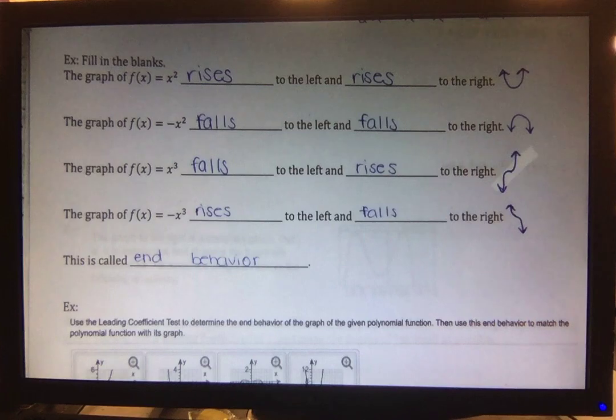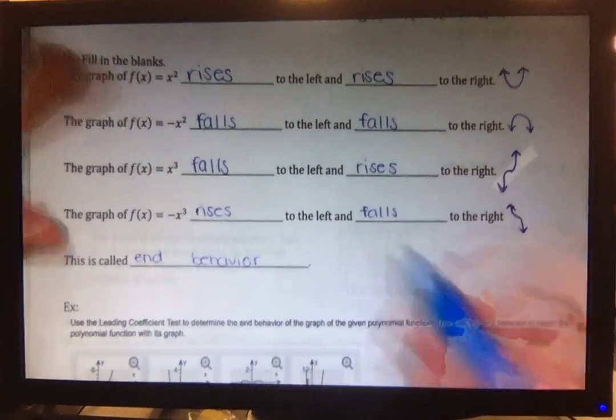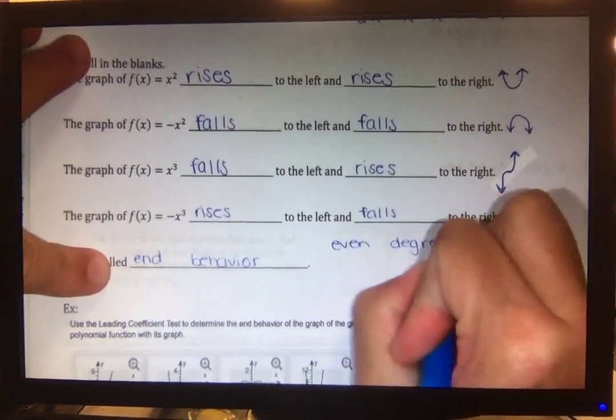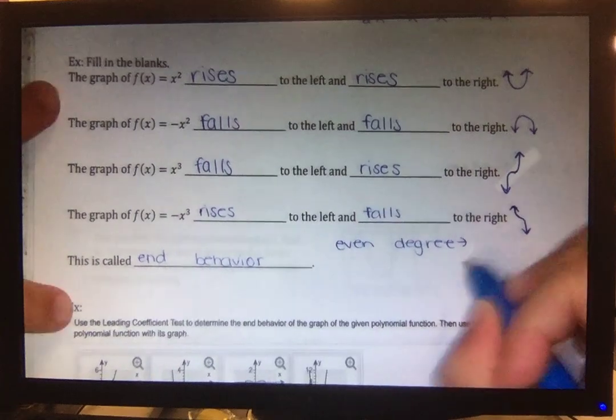Okay. So with that being said, this is end behavior. So let's come up with some type of generalized rule that could help us say, based off the degree and the leading coefficient, what the ends of the graph are doing. So what do you notice about whenever it's squared? They're the same. So even degree has the same thing. Even degree, same direction.